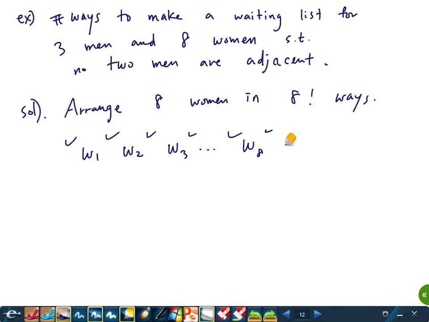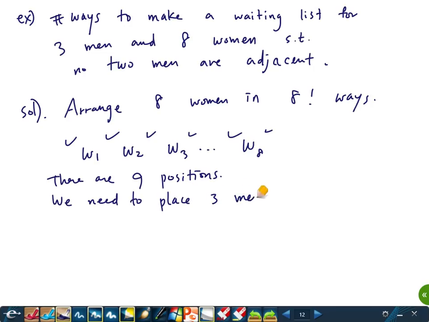But because we want that no 2 men are adjacent, we cannot place 2 men between 2 women. So here only one is possible. We can only put 1 man. So here, how many positions are there? Because the ends are also positions, there are 9 positions. And then we need to place 3 men there.